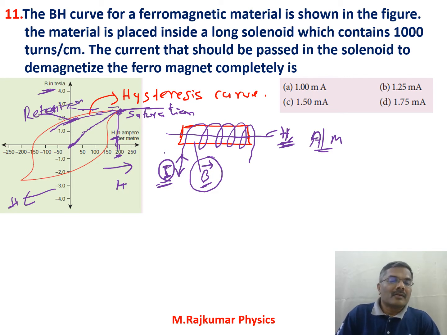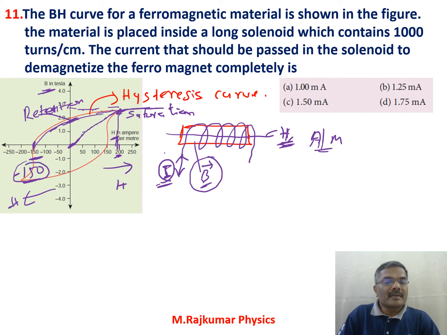Okay, so I want to remove that. So I will be introducing the current in the opposite direction, and it will get demagnetized at this particular point. As per this graph, it is 150 amperes. So at 150 amperes in the negative direction, this particular material has completely become demagnetized. That's what you have to understand from this graph.